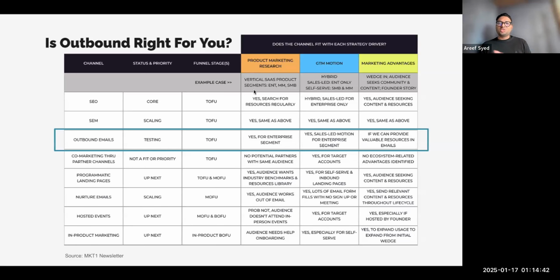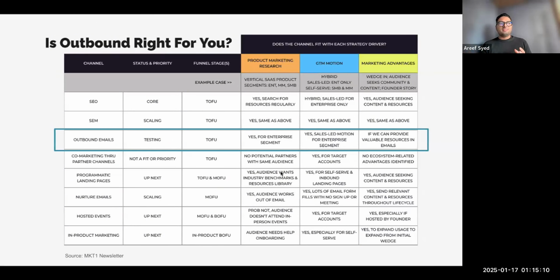And then your GTM motion is also hybrid or sales led. So then SEO could be a great channel to build trust. And then you have a marketing advantage where people are seeking content or resources in your space. So similarly for outbound, we need to make sure that it is a yes from all the three key drivers of your strategy.